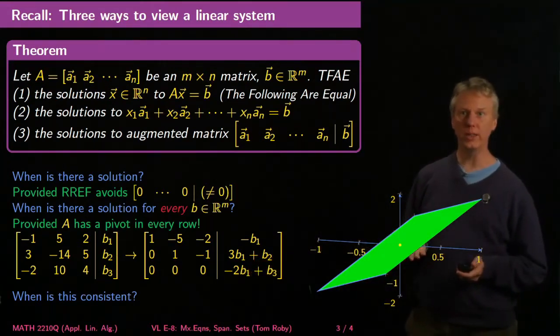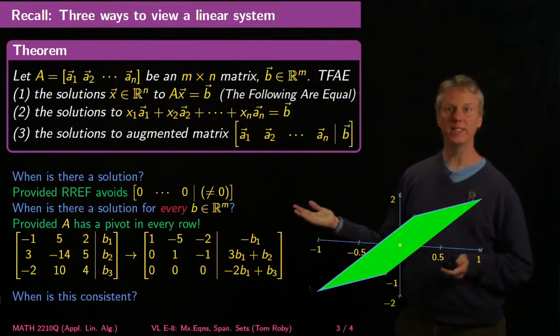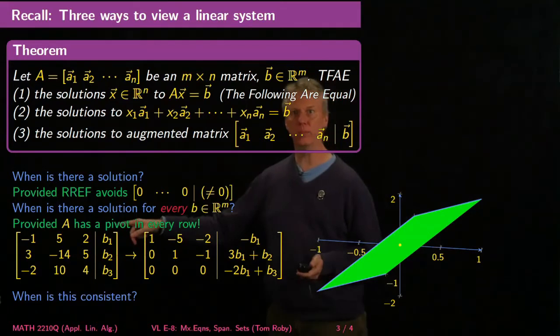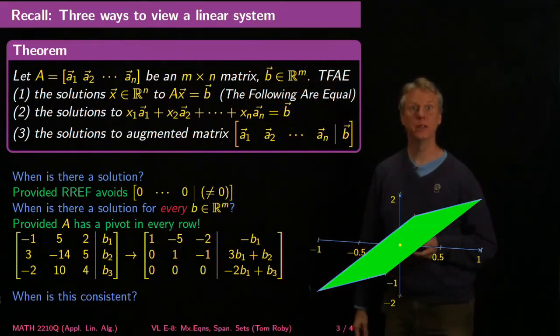So those are the only things that we can get. That's the condition that we need to have on this vector b1, b2, b3 in order for it to be a linear combination of the columns. So what does that mean?